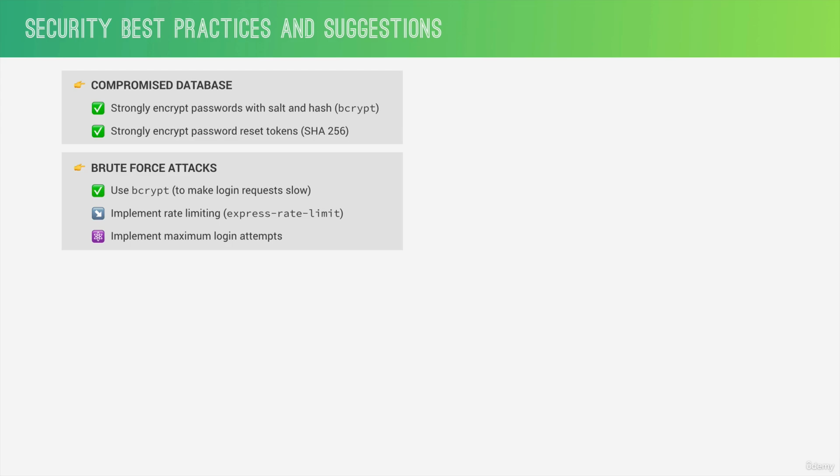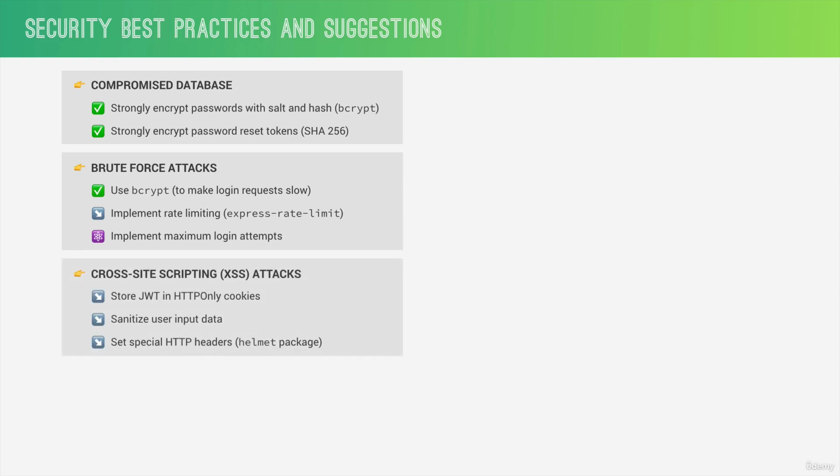Also, a nice strategy is to actually implement a maximum number of login attempts for each user. For example, we could make it so that after 10 failed attempts, the user would have to wait 1 hour until he can try again. Now, I'm not going to implement this functionality in this section, but please feel free to experiment with it on your own. It's probably a really cool learning experience to code this up by yourself, and it's actually not that hard. Alright?